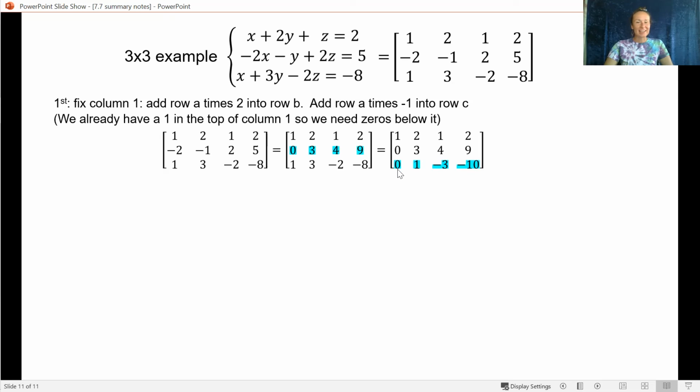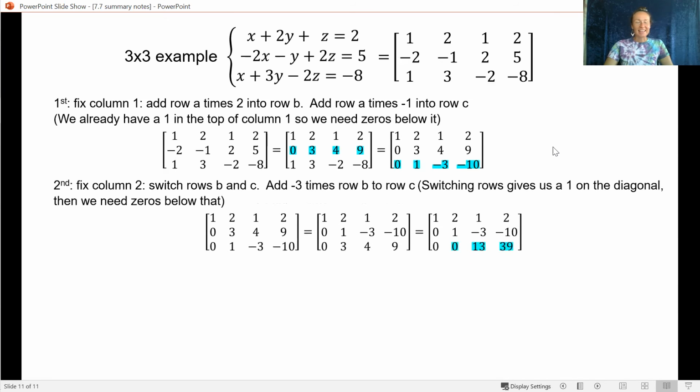We need to go to our second column, and we're going to try to get a 1 on the diagonal there where that 3 is. The nice thing about these row operations is we don't actually have to work that hard to get the 1 on that diagonal. We can just switch these two rows. So we're going to switch rows B and C, and bam, we've got our 1 on the diagonal. It's taken care of. Now we just need to get zeros below that 1.